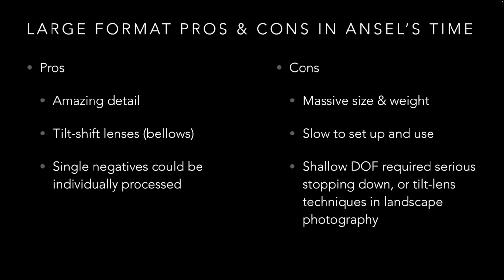So you don't need to enlarge an 8 by 10 very many times to get huge images. The lenses with bellows, you could do tricks with tilt shift. You could get things in the focal plane without having to stop down as far. And with sheets of film or even glass plates that he was using back in the 30s, you would individually process each negative. And that meant that, based on your exposure and based on the conditions, Ansel could process each negative separately.